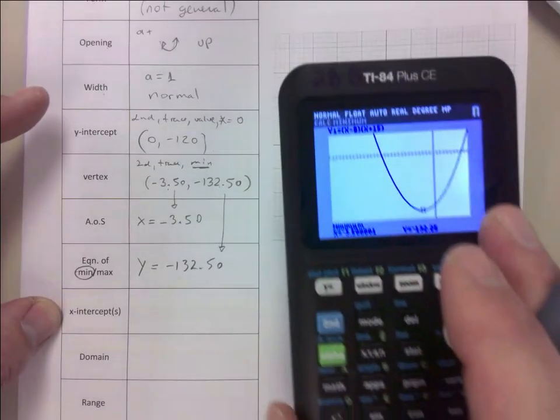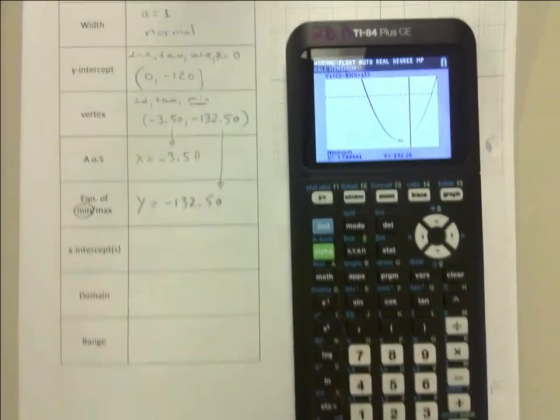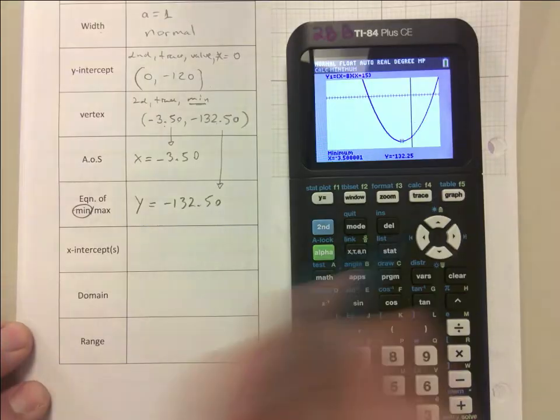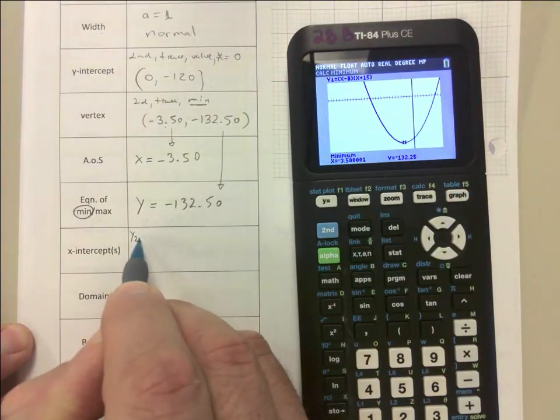X-intercepts, how many are there? The graph tells me there are 2. Okay? So what do I do there? I will tell myself what I do first. Y2 is equal to 0.